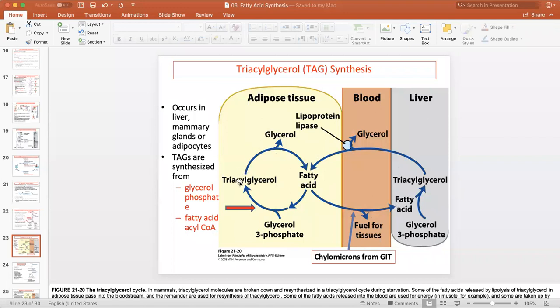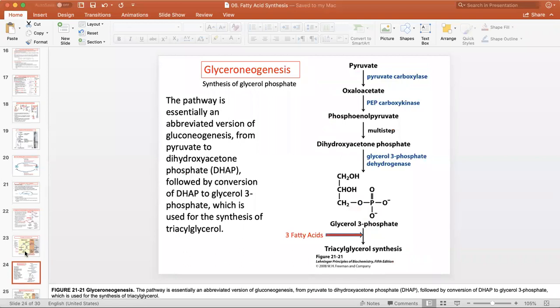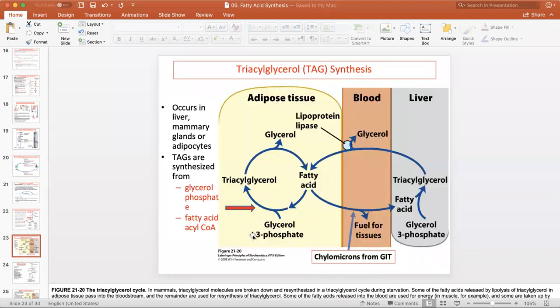This is when we need to break down the fatty acid. So the triacylglycerol is broken down into the fatty acids and glycerol, and the fatty acids are released so that they are a fuel for the other tissues. The top part is mainly talking about the degradation part, okay? The down part is talking about the synthesis part. Triacylglycerol is synthesized with the help of glycerol phosphate and fatty acid CoA. We have discussed this.